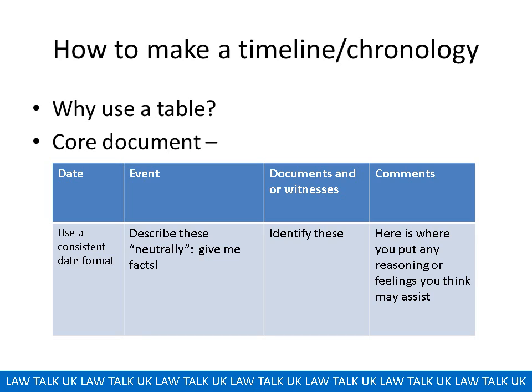But the next column is where you identify documents which might give support to the event that you're talking about. And in fact, it might be something that's been said in an email that you want to complain about, for example. So you would identify the document, or you would try to identify anybody who might be able to give evidence about the event you're talking about. And then finally, there's the column for comments. That's where you put any reasoning or feelings about the events that you think may assist the barrister.